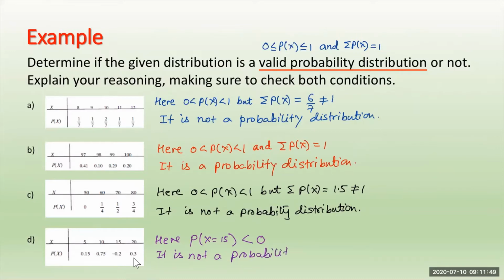Write that sentence. It is not a probability distribution. Okay.